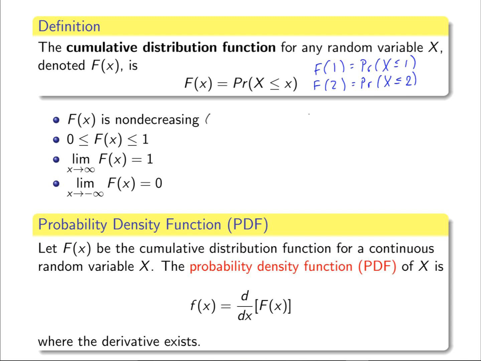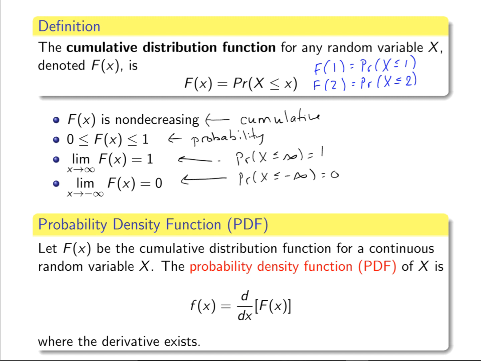And that gives us the property that this function is non-decreasing. The fact that this is a probability tells us that it always has to be between 0 and 1. Now the probability that X is less than or equal to infinity, that's 1. And the probability that X is less than or equal to negative infinity, that never happens, so it's 0. So indirectly, those lead us to these two limits. We use the cumulative distribution function to define the probability density function, and it's just the derivative.